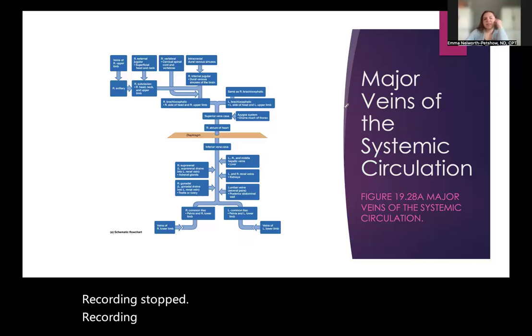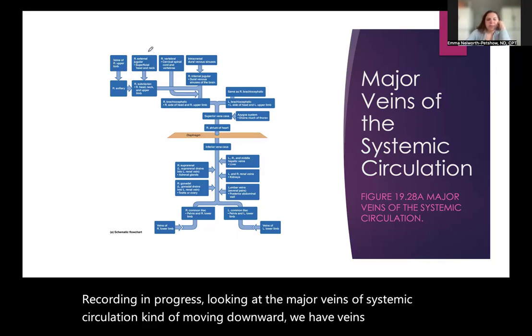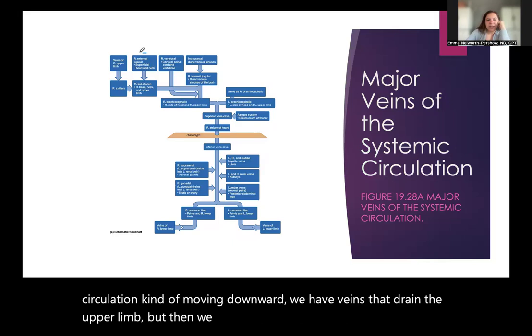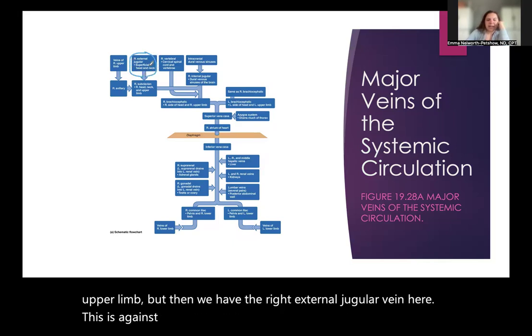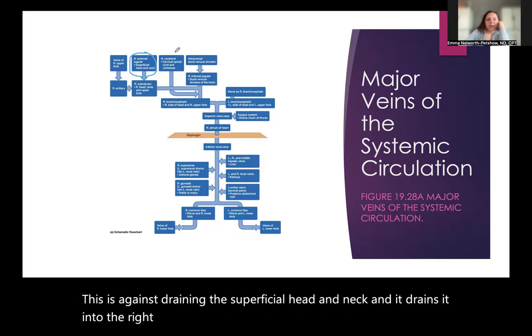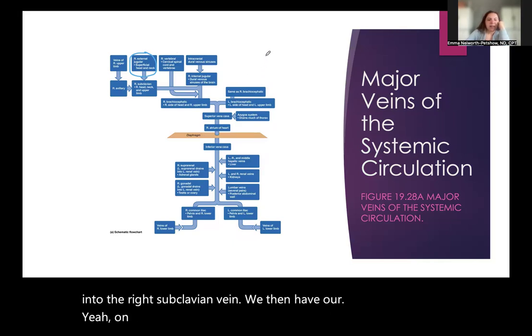Looking at the major veins of systemic circulation, moving downward, we have veins that drain the upper limb, but then we have the right external jugular vein here. This is, again, draining the superficial head and neck, and it drains into the right subclavian vein. On the left-hand side, we'll have the left external jugular vein because it's going to drain similarly to the right.